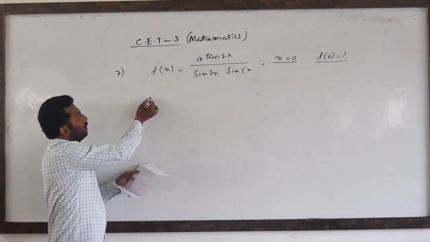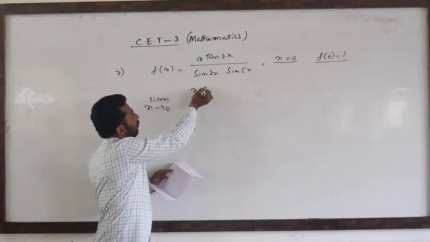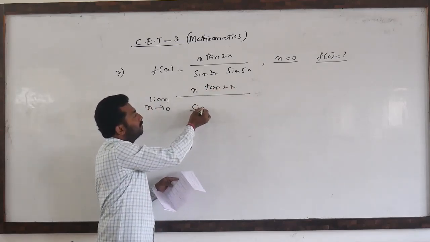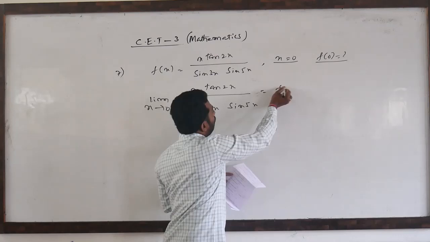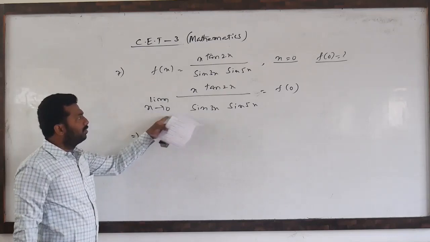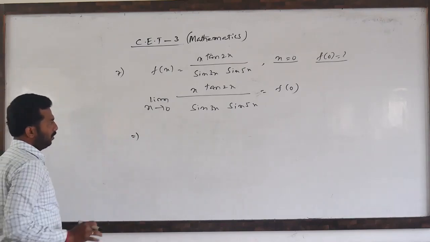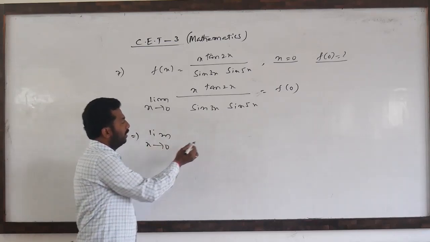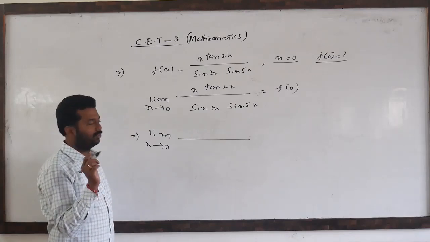So f of 0 means the limit as x tends to 0 of f of x, which is x into tan of 2x divided by sin 3x into sin of 5x, equal to f of 0. This is the definition. Supposing x equal to 0, it is a 0 by 0 form. Otherwise you can apply L'Hospital's rule also, but instead of L'Hospital's rule, here is one simple technique. The limit as x tends to 0 of tan x by x is 1, and tan 2x by x is 2.